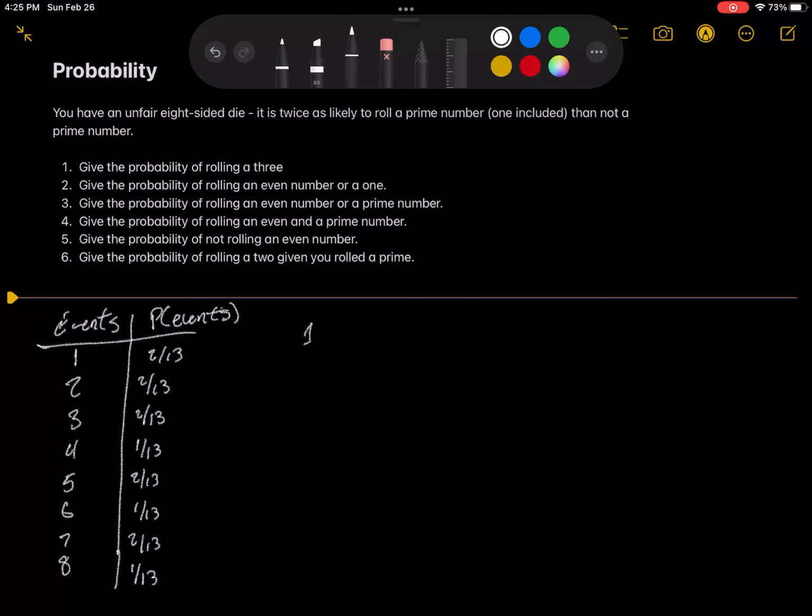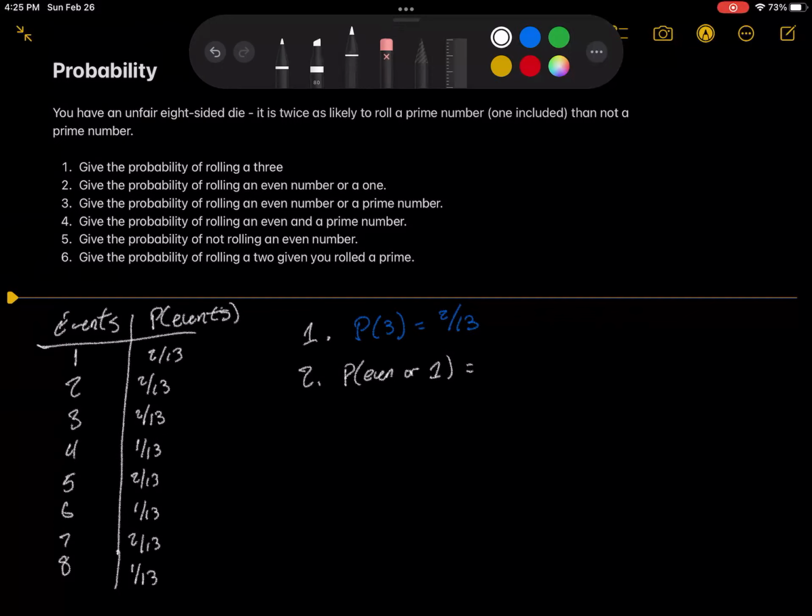Now let's start answering questions. Give the probability of rolling a 3. Well, that's just me going to my table and asking, what's the probability of rolling a 3? So the probability of a 3 is 2/13. All right, number 2, give the probability of rolling an even number or a 1. So the probability of being even or 1. While we solve these, we're going to solve them first with an equation, and then we're going to go back to our table and just intuitively talk about why the equation makes sense.